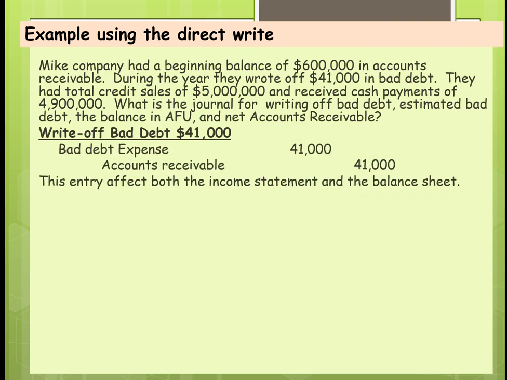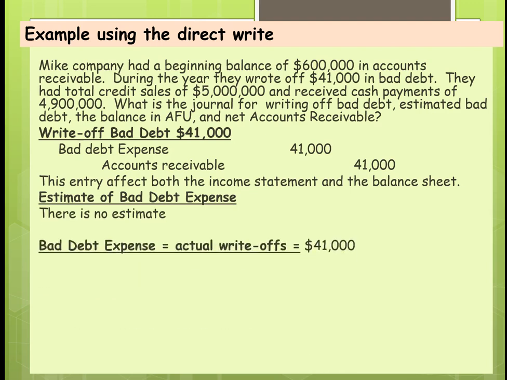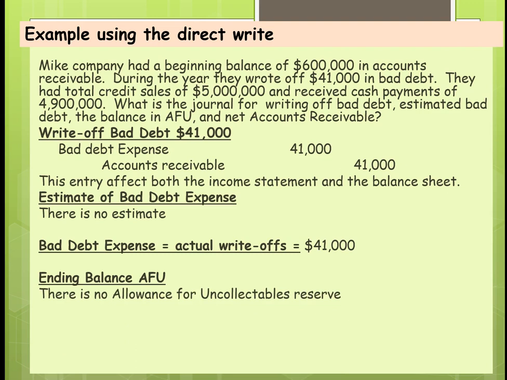So, when we're using the direct method, when we have a write-off, that's when we book bad debt expense. And if you notice, it affects an income statement and balance sheet account. There is no estimate when you're using the direct write-off method. Bad debt expense equals the actual write-off. Ending balance, there is no allowance for uncollectible reserve.